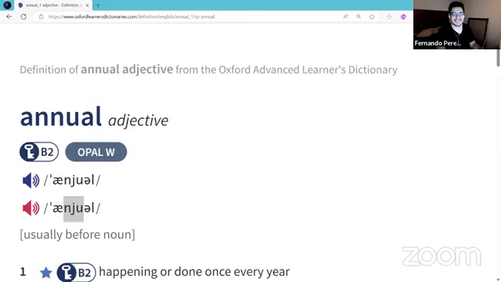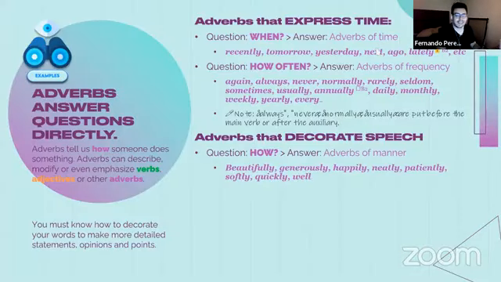Good. In the same case, we have the word lately. Lately is like in recent times. So give me an example, Elsie, with the word lately.